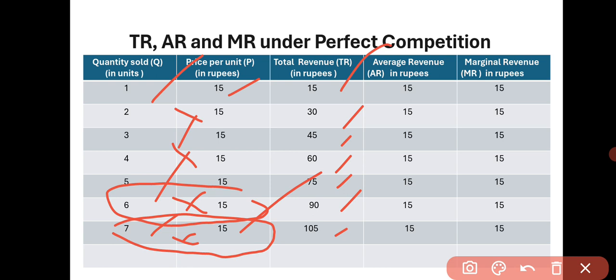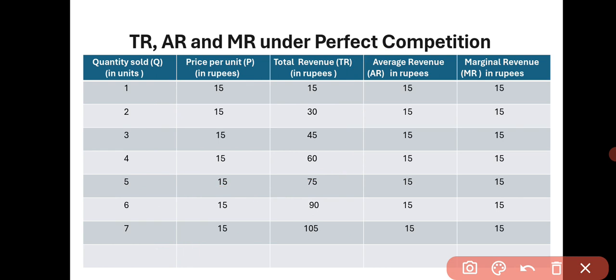Now, how has average revenue been calculated? You see, average revenue is total revenue by quantity sold. We know that average revenue of the firm is the price, right? So AR is equal to P. So here you see, the formula for calculating average revenue is equal to TR by Q.